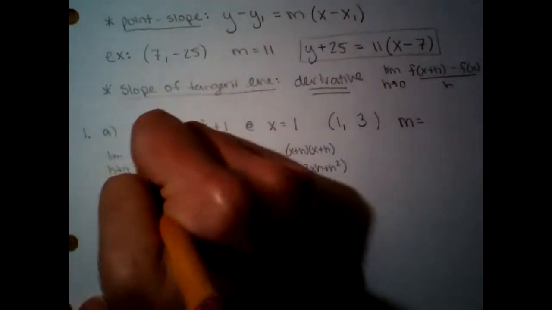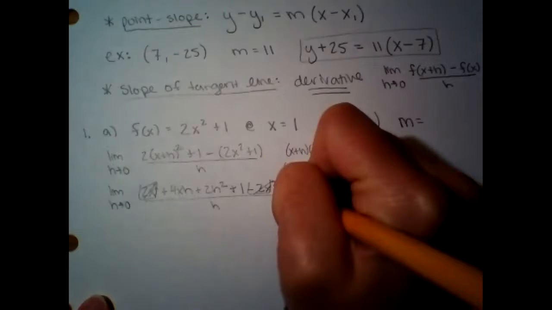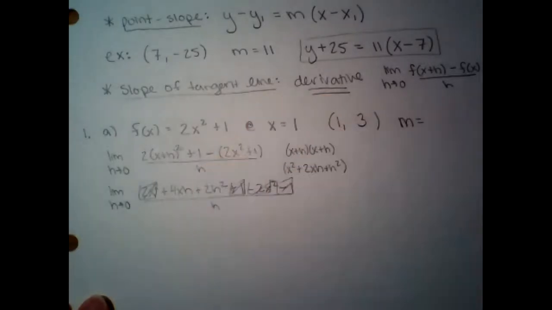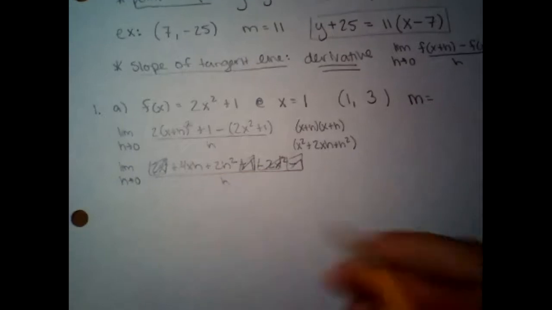All right, yep, good. The 2x squareds are going to go. And good, the 1s are going to go. And I think that might be it, but that's good. Now, everything that's left has an h in it. So yes, the h is going to cancel.